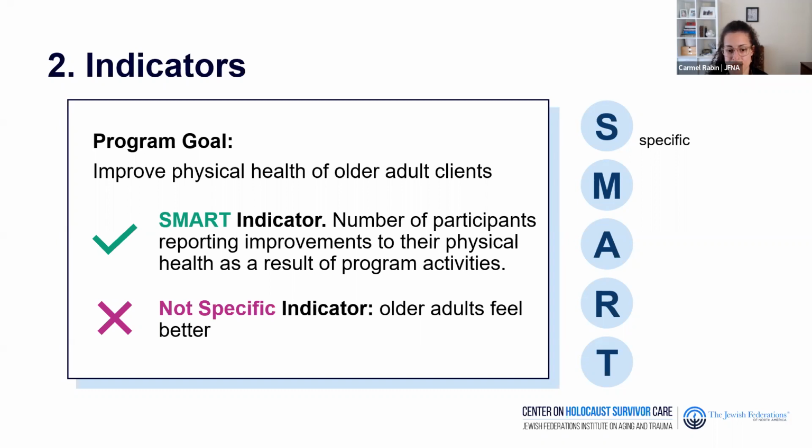Now, this indicator is specific because we know which older adults. It's the participants of our program. We know what we mean by feeling better. It's actually that we're trying to measure the physical health reflections of our clients. And we know what it's tied to. It's tied to program activities.